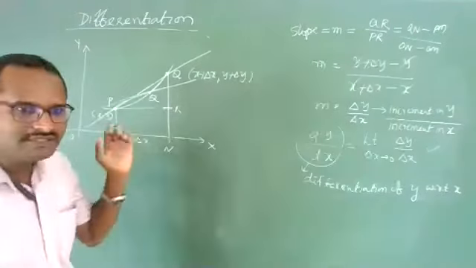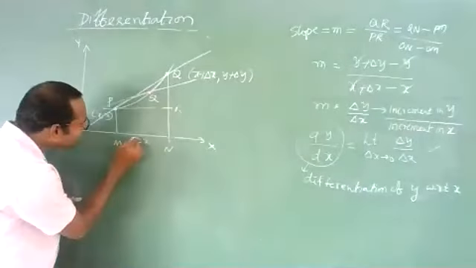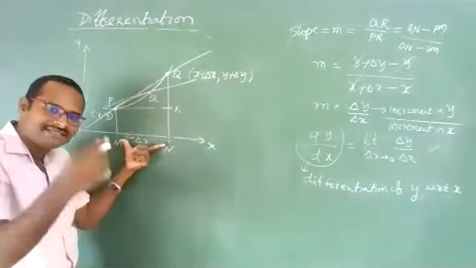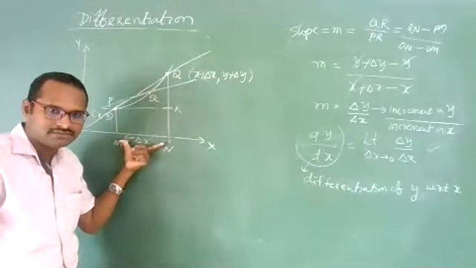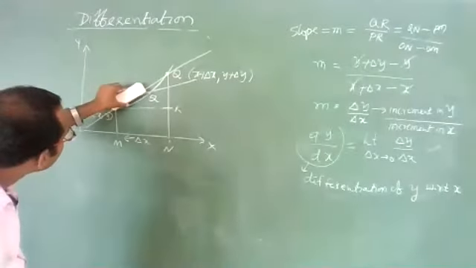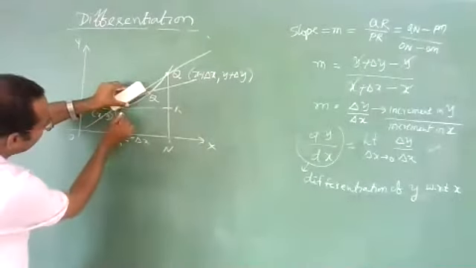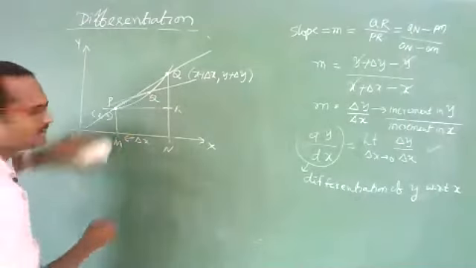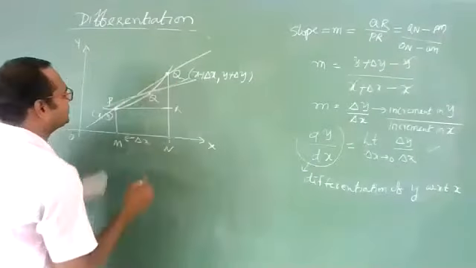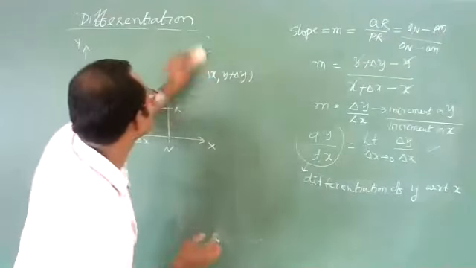Clear, students? It means that when delta X is decreasing, this increment in the X value is decreasing. You will get the point P. When Q reaches P, the line becomes like this. Means when Q reaches P, the line becomes a tangent.